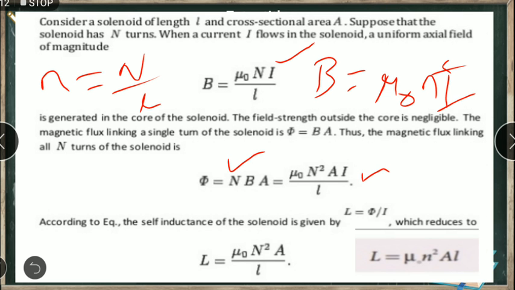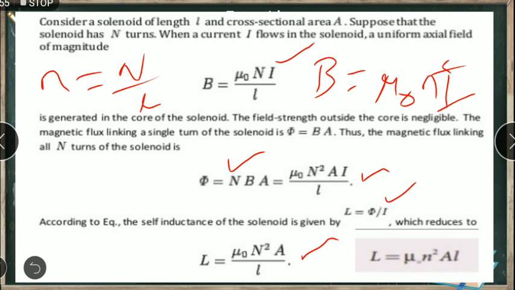We know that the self inductance is given by phi is equal to L I. You have already studied that in the previous class, isn't it? So L can be written as phi by I. In this equation substitute the value of phi. So phi is mu naught N square A I divided by L, into whole divided by I. So I will get this expression. The self inductance of a solenoid is given by the expression mu naught N square A by L.